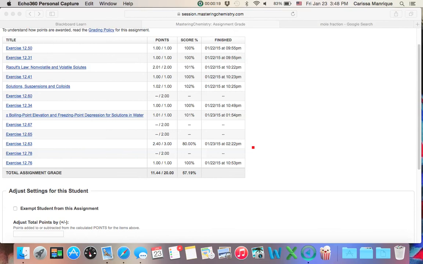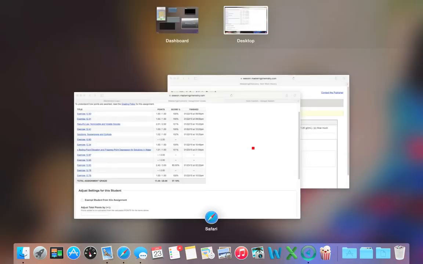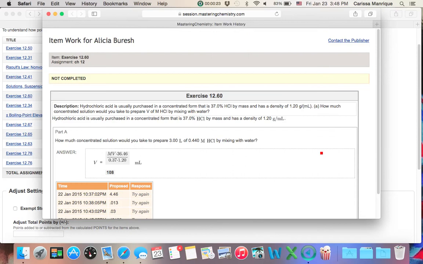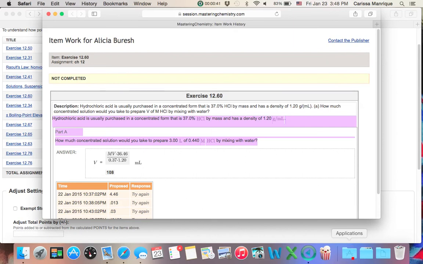So if I pull up 12.6, it looks like the first one you had. This is what I have right here. Hydrochloric acid is purchased in a concentration that is 37% hydrochloric by mass. Okay, so remember this is a percent by mass. And it has a density of 1.2 grams per milliliter. How much concentrated solution would you take to prepare 3 liters of 0.44 molar HCl by mixing the water?